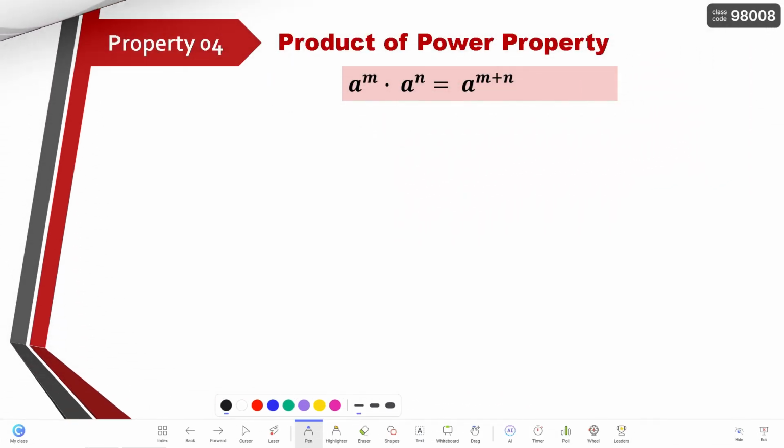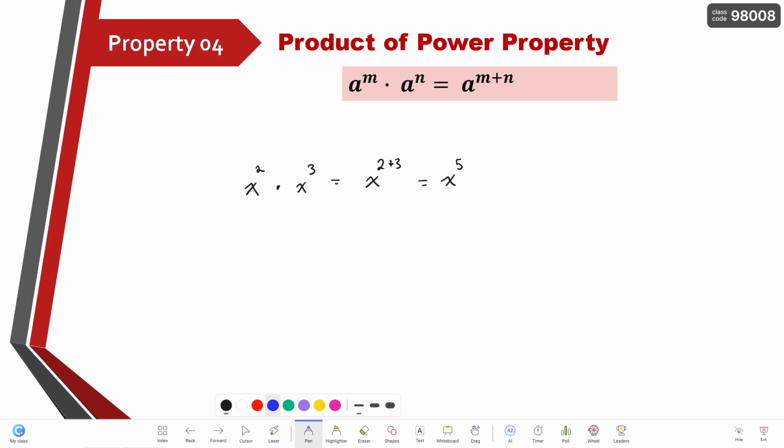The next property is the product of power property. If we have a raised to the power of m times a raised to the power of n, we can simply rewrite this by writing just a and then adding the exponents together. So for example, if we have x raised to the power of 2 multiplied by x raised to the power of 3, this is the same as x raised to the power of 2 plus 3, which is x raised to the power of 5.